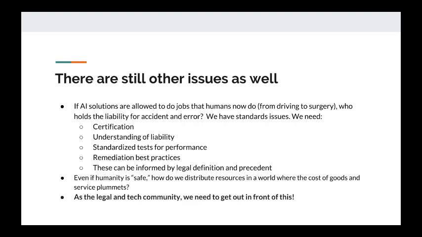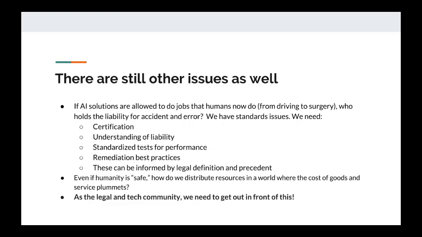If AI solutions are allowed to do jobs that humans do now, who holds the liability? I don't know. We have some standards issues. We need certification. Somebody needs to figure out who owns the liability. I think that unfortunate case with the Uber self-driving car that hit and killed someone, I haven't heard the end of that. Maybe somebody can fill me in about what's going on there. But as tragic as that is, it probably will drive us in the direction of figuring out where the liability lies, because I don't have a solid answer of where that is.